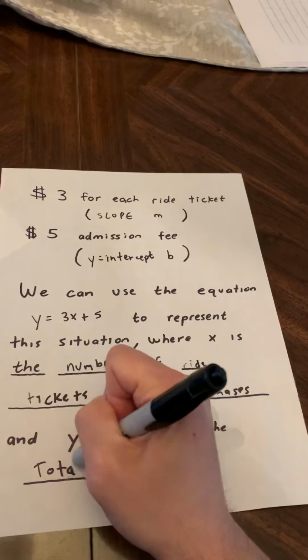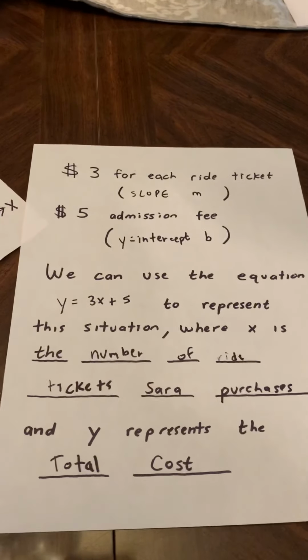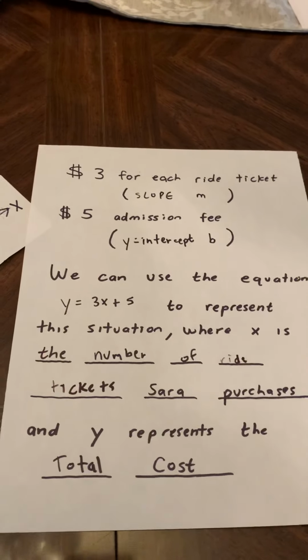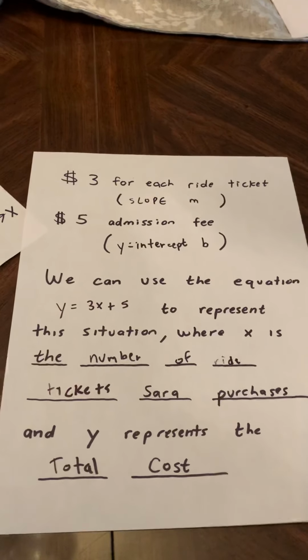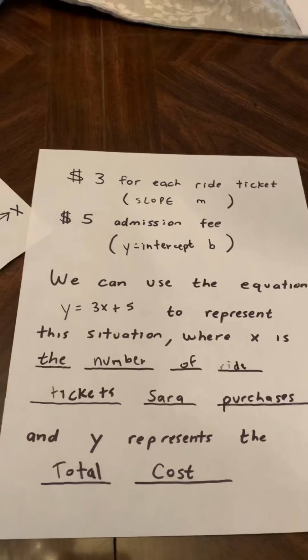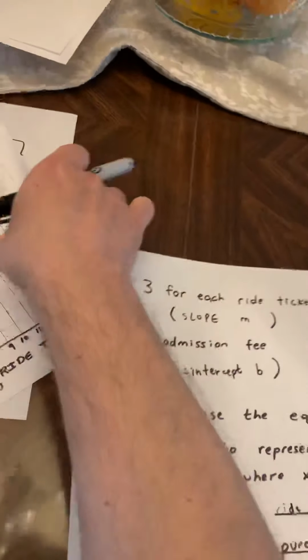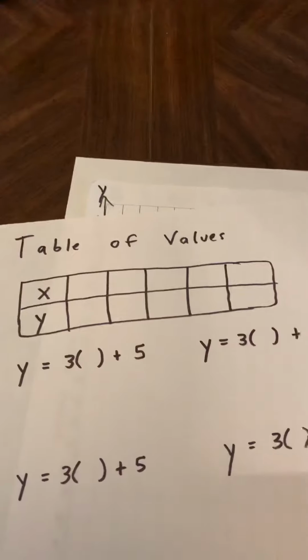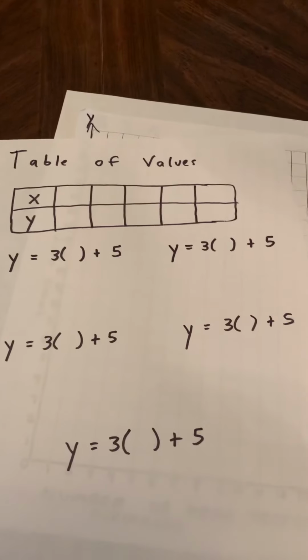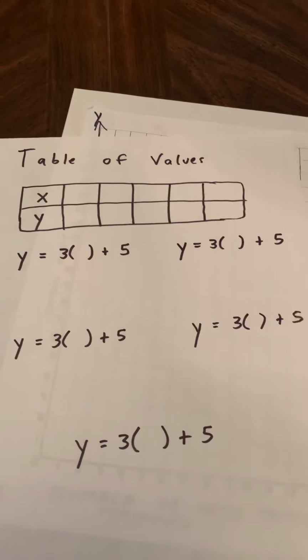total cost. Okay, so now it's important to know that x is the number of ride tickets that Sarah chooses to purchase, and y represents the total cost. So now we have that information, we can now make a table of values. Generally this is what a table of values looks like, where x, as we said, is the number of ride tickets that Sarah will purchase.